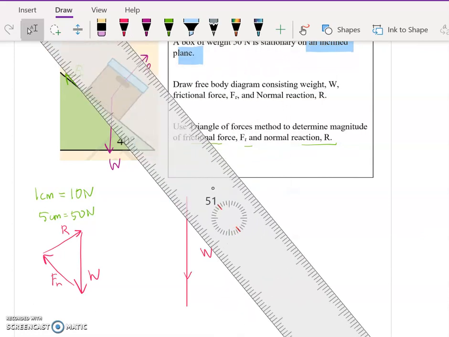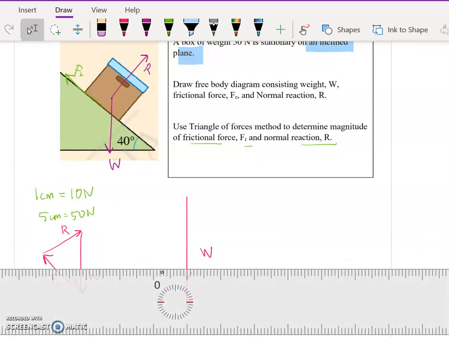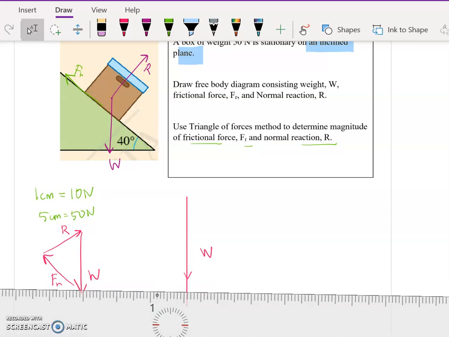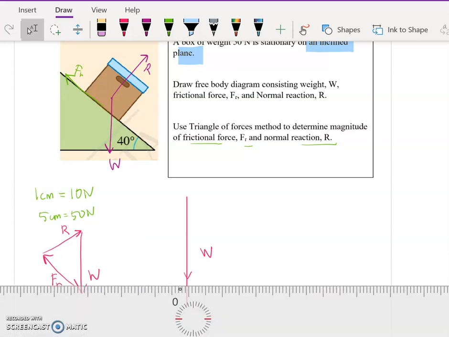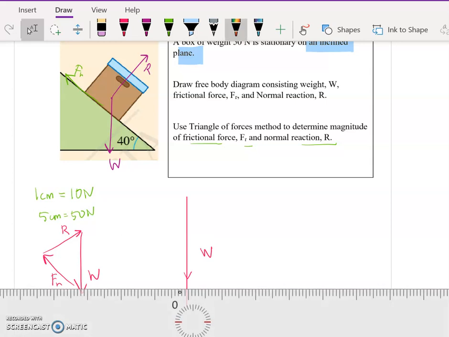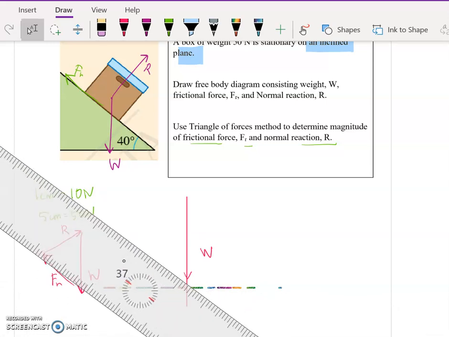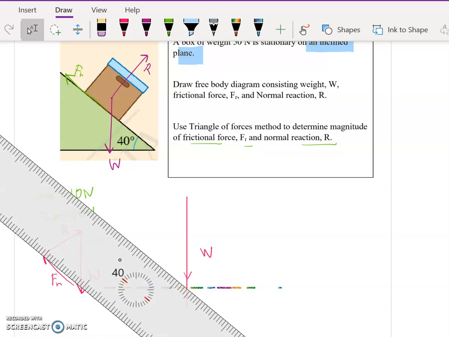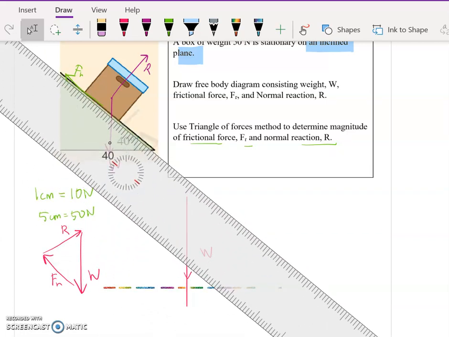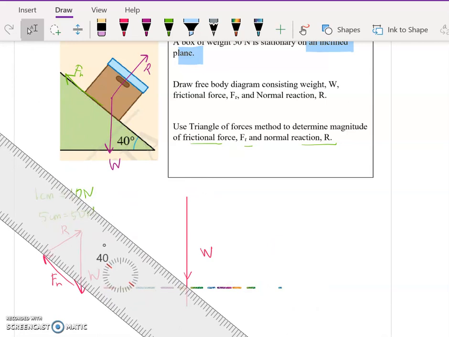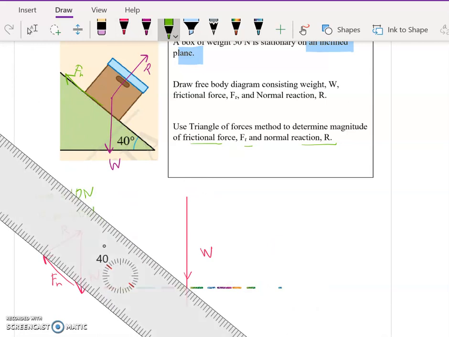Next, draw a line which is 40 degree from horizontal. Let's draw a horizontal line first. So let's say this is your horizontal line. Draw a 40 degree. Make sure it is parallel. You see here, this is 40 degree. So draw a 40 degree line here, and that will represent your Fr. You don't know the length of Fr yet, just draw a straight line.